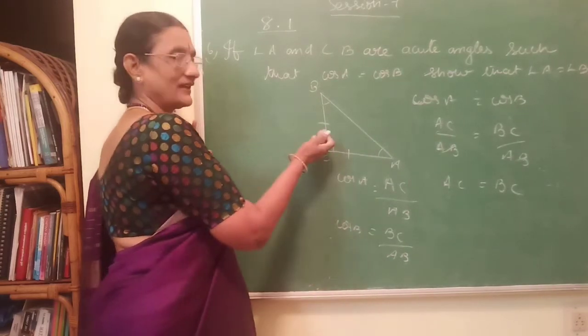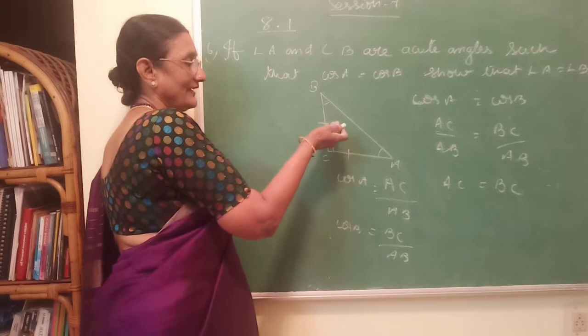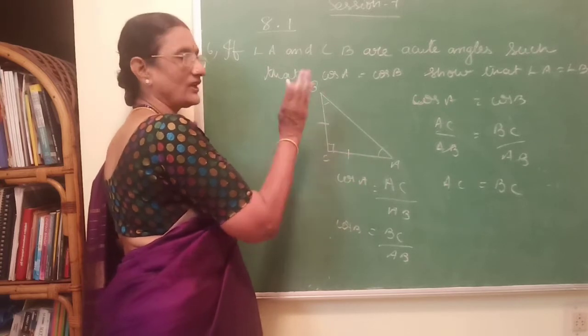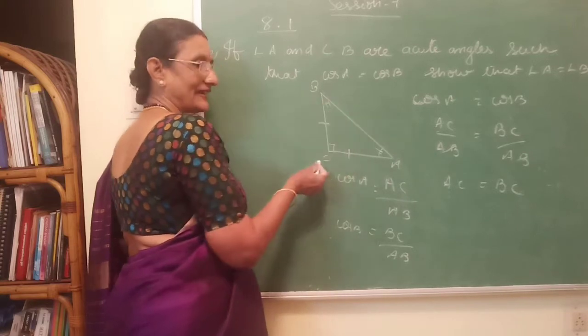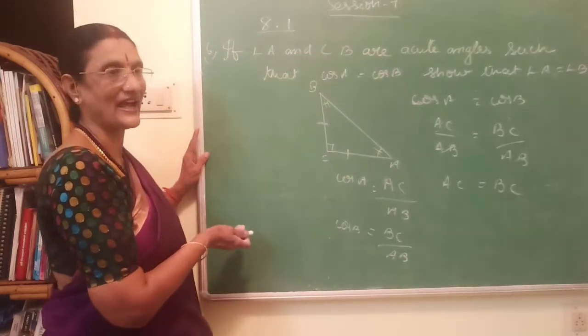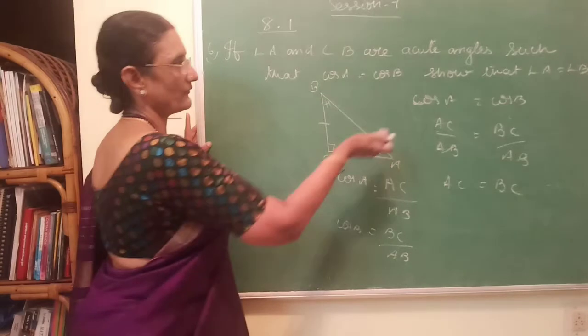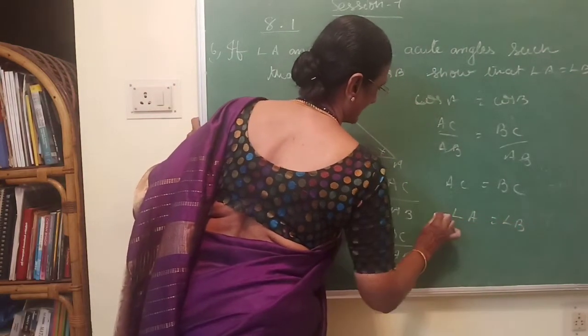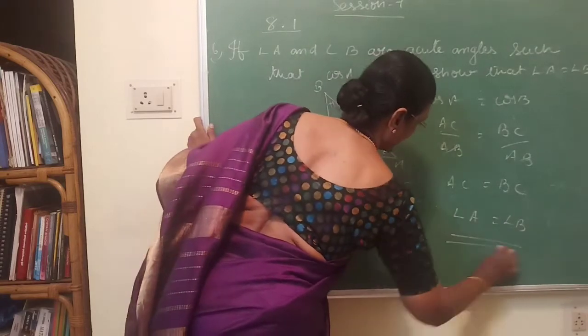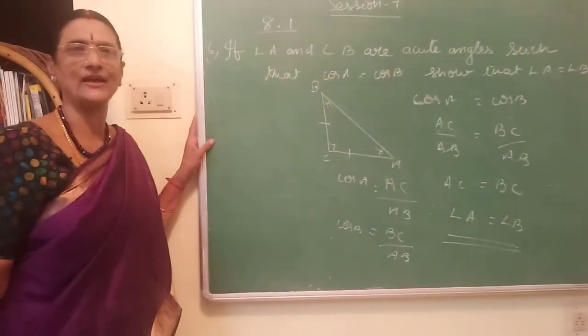Therefore, the angles opposite to the equal sides should be equal. That means angle A should be equal to angle B. That is, the triangle is a right isosceles triangle. Therefore, we get angle A is equal to angle B. Hence the result. You have to write like this. Therefore, angle A equal to angle B.